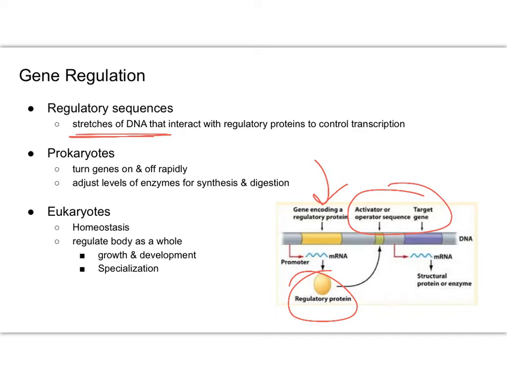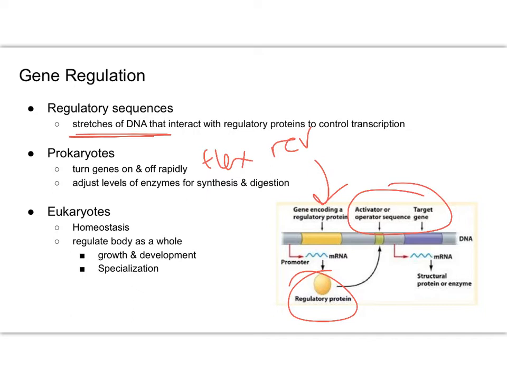In prokaryotes, gene regulation can happen very, very rapidly. Genes can be turned on and off very quickly. The benefit to that is it gives them some flexibility and some reversibility. So, for instance, if something was turned on, it can very quickly be turned off. If something was off, it can be very quickly turned on, which is important for that unicellular regulation there. And it allows them as well to adjust levels of enzymes for synthesis and digestion.